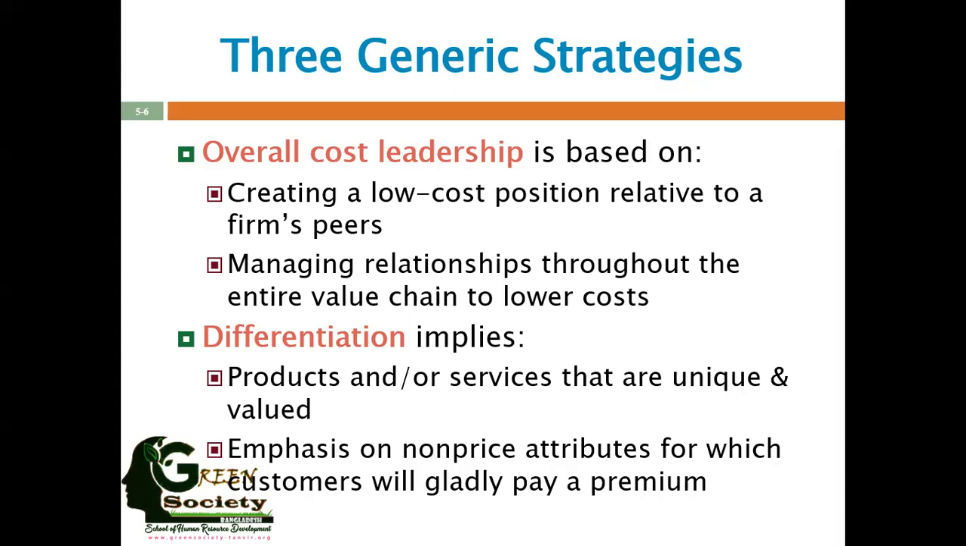And differentiation? Differentiation implies products or services that are unique and valued. After spending taka 1 lakh, once you buy an iPhone, I never found an iPhone user to say, I have spent a lot of money, I'm not happy. But I have found so many Samsung users who spend 25,000 taka, 30,000, 40,000 on a phone and later say, I have already spent a lot of money, but I'm not happy, I want to sell it. Just look at this: products or services that are unique and valued.